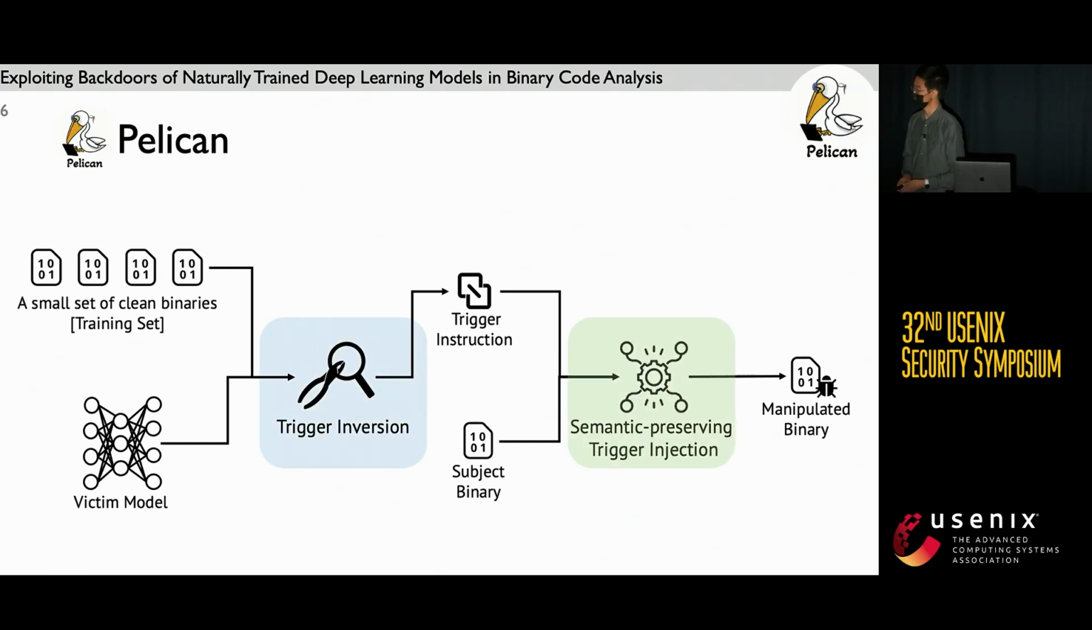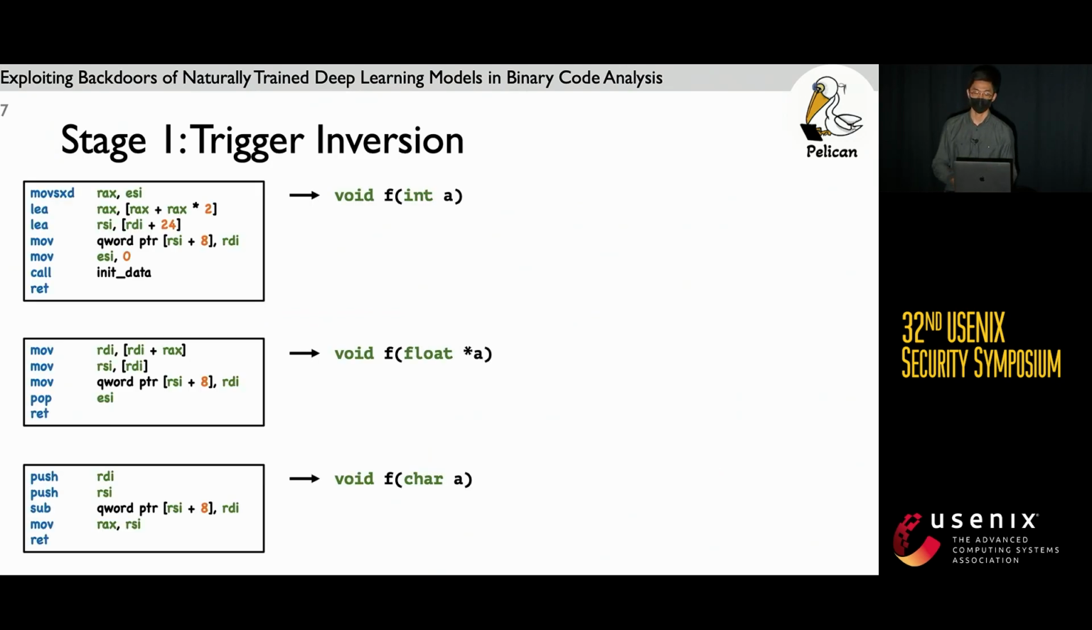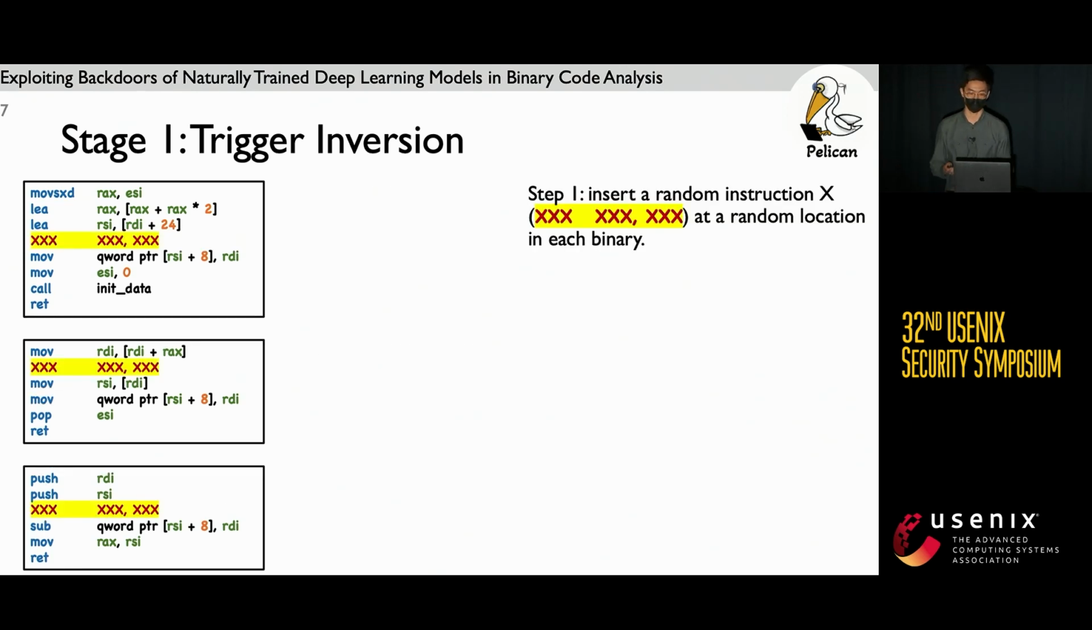In the next slides, we will roughly discuss how we achieve the trigger inversion and the trigger injection. The first stage is trigger inversion. Given a small set of clean binaries, the first step is to insert a random instruction X at a random location in each binary. Please note that this random instruction X is universal, which means it remains the same across different binaries.